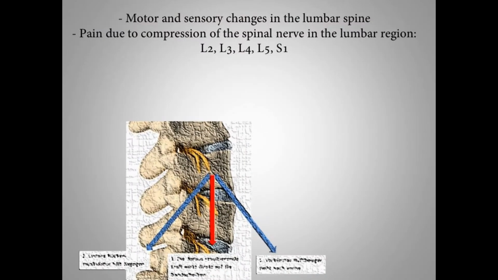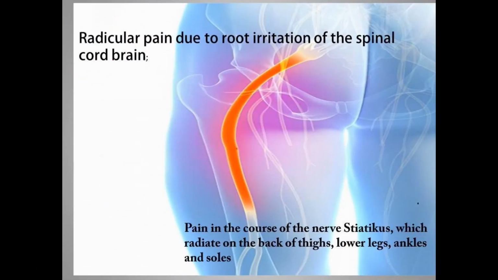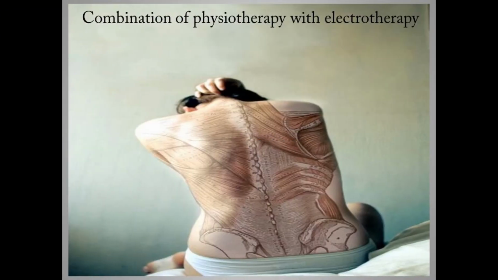Motor and sensory changes in the lumbar spine. Pain due to compression of the spinal nerve in the lumbar region. Radicular pain due to root irritation of the spinal cord. Combination of physiotherapy with electrotherapy.